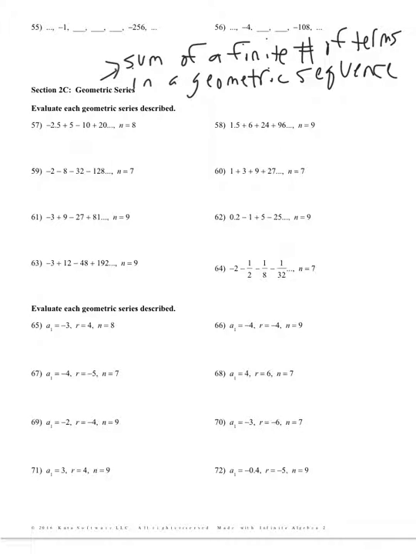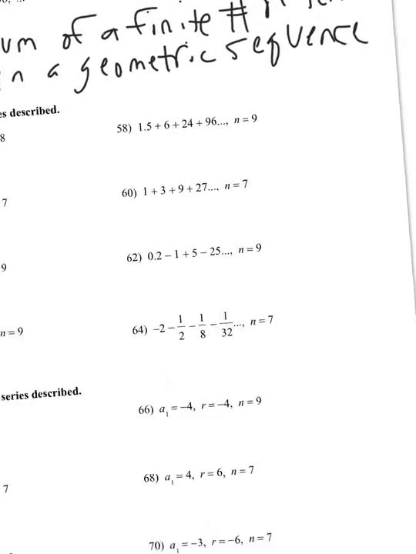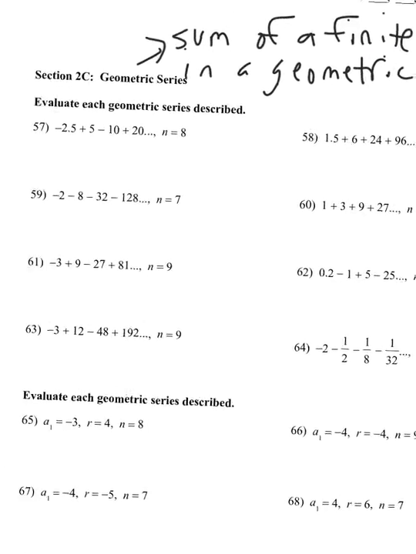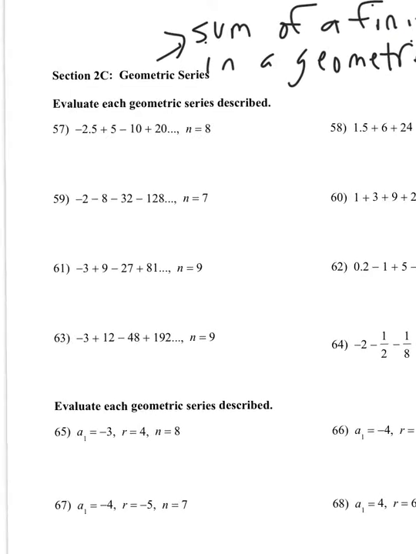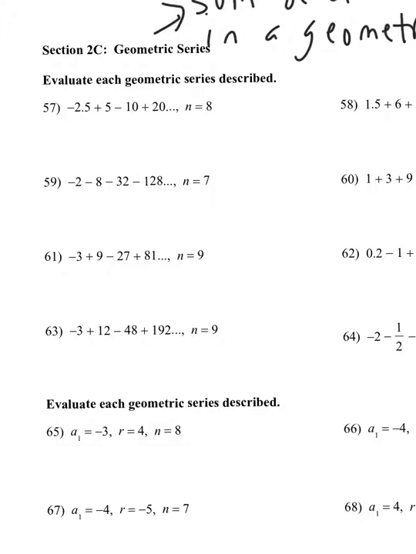In part C of section 2, we're going to look at geometric series, kind of similar to what we did when we looked at arithmetic series. A geometric series is the sum of a finite number of terms in a geometric sequence. So you're adding up the terms, and we've got some more formulas for you. Here is the formula, and then we're going to do number 59.